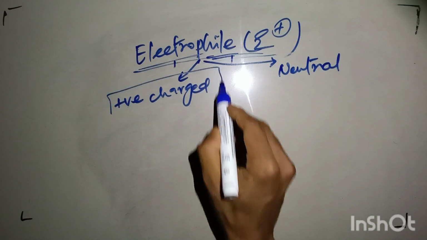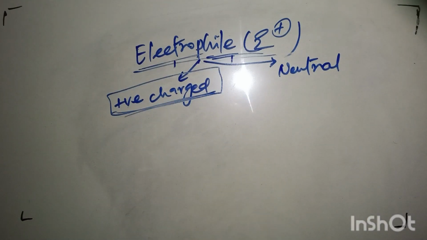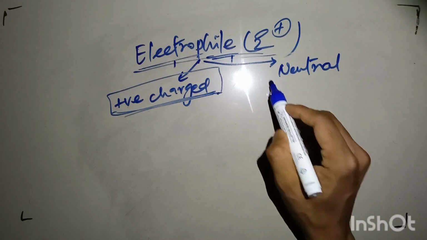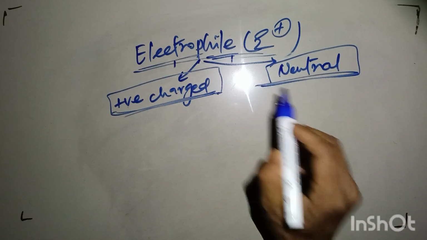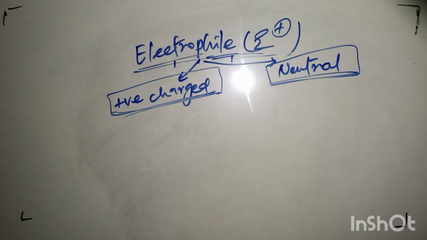Positively charged electrophile means simply we know that they are electron deficient, so they need electron. But what about neutral electrophiles? Neutral means they are neutral, they have a sufficient amount of electrons. Then why are they attacking on the negatively charged species? Let's see that.